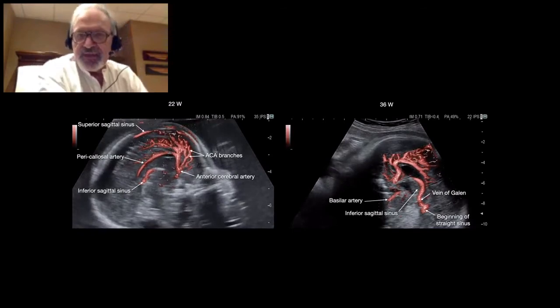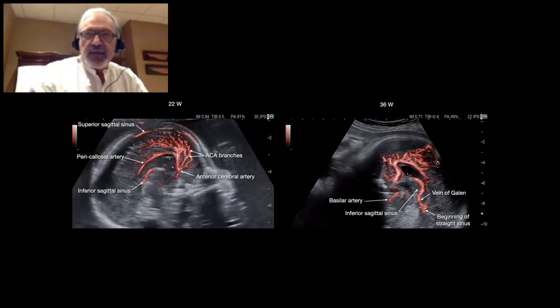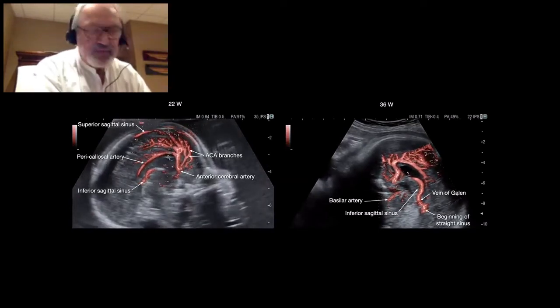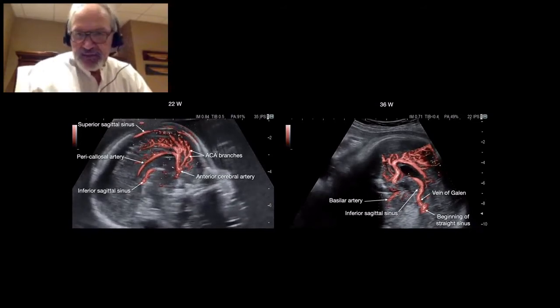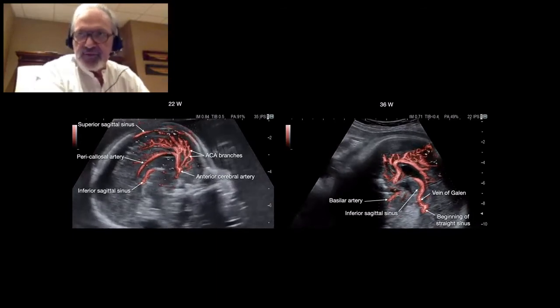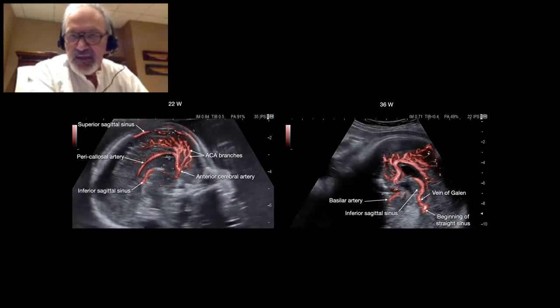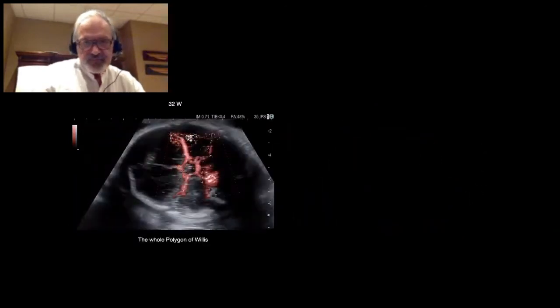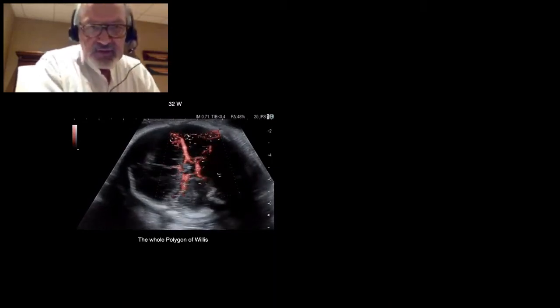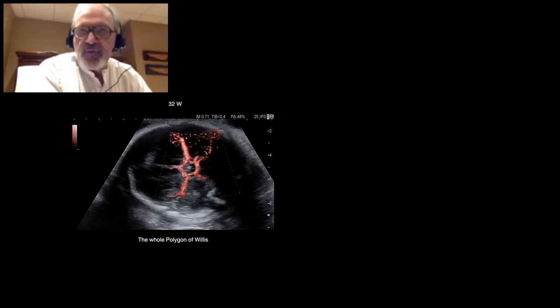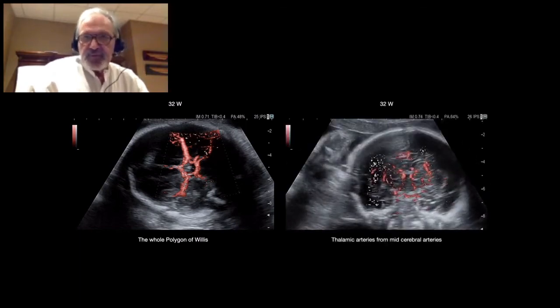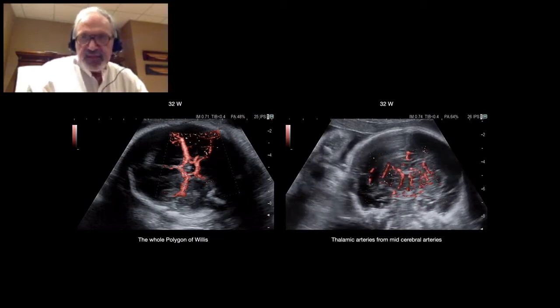Here, late in the pregnancy, we can see the basilar artery just in front of the midbrain. And you can see also the inferior sagittal sinus extended by the vein of Galen, then the beginning of the straight sinus. And as you can see, the pericallosal artery is fully filled with the signal. In transversal view, it's very easy to have the whole polygon of Willis and the middle cerebral arteries. In frontal view, we can see the tiny thalamic arteries coming from the middle cerebral arteries, as you can see here.